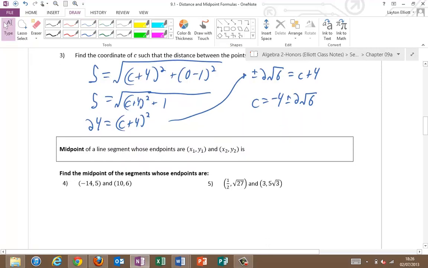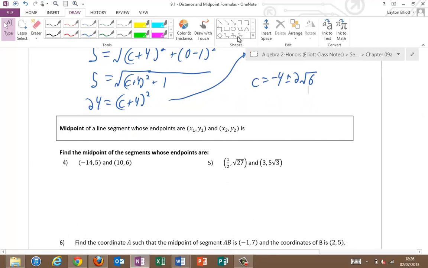Next, we have the midpoint. The midpoint of a line segment, if I kind of just drew an arbitrary line segment, it's the point that's exactly in the middle of the endpoints. This is an ordered pair. It's not a distance.